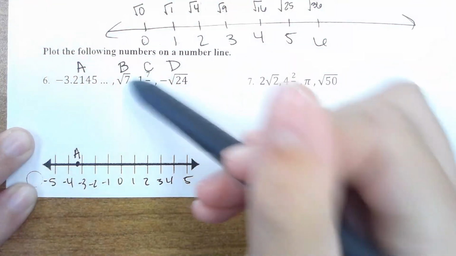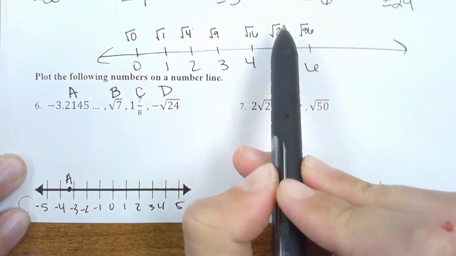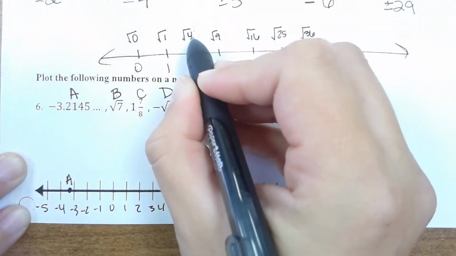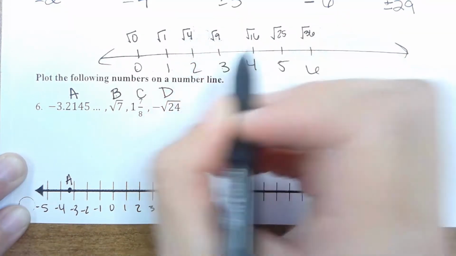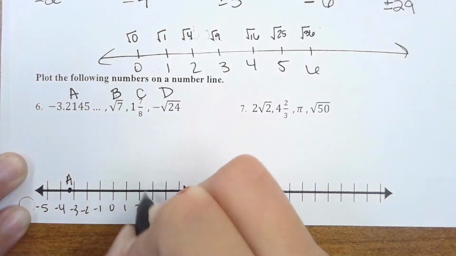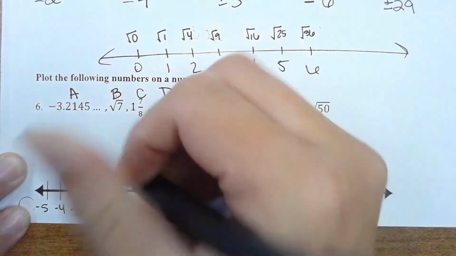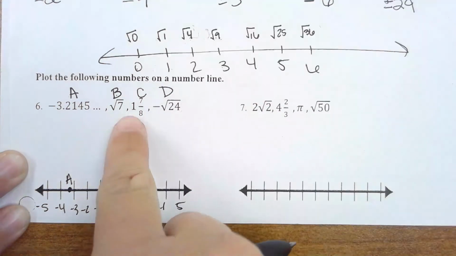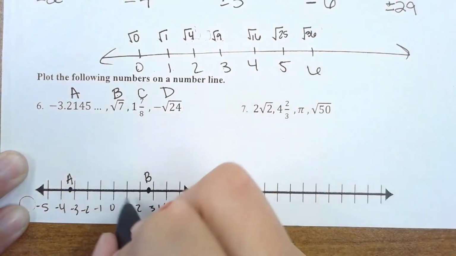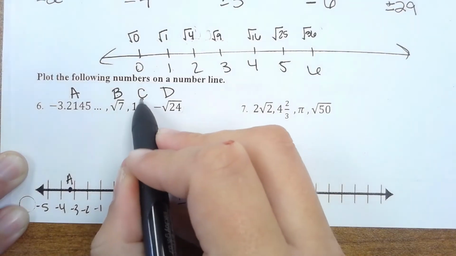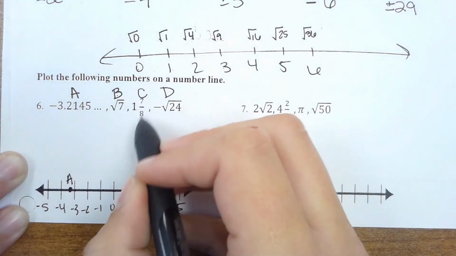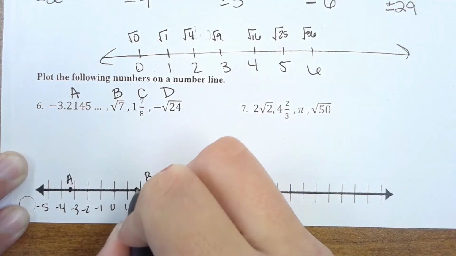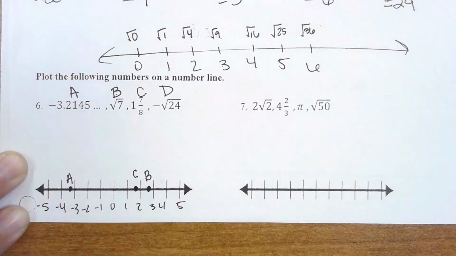B, the square root of 7. So again, if I'm using my number line up here, square root of 7 falls in between 4 and 9, and it's just a little closer to the square root of 9. So I'm going to put it in between that 2 and 3, but just a little bit closer to the 3. So that would be B. C, 1 and 7/8. So I know that 8/8 would make 1 whole, so that means that it's going to be pretty close to 2, but not all the way. So 1 and 7/8 would be approximately right here, in between 1 and 2, a little bit closer to 2.